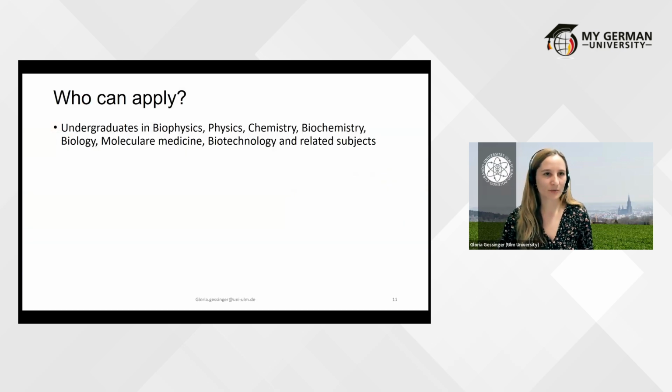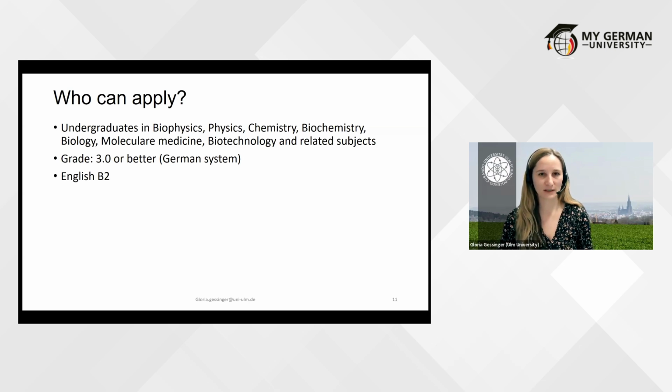Who can apply to our program? We accept undergraduate students in biophysics, physics, chemistry, biochemistry, biology, molecular medicine, biotechnology, and related subjects. Your grade in the German grading system has to be 3.0 or better. Just to remind you, in the German grading system, 1.0 is the best grade and 4.0 is the passing grade. We also expect you to have an English at a level of B2.